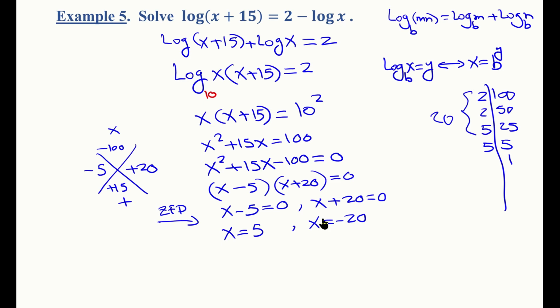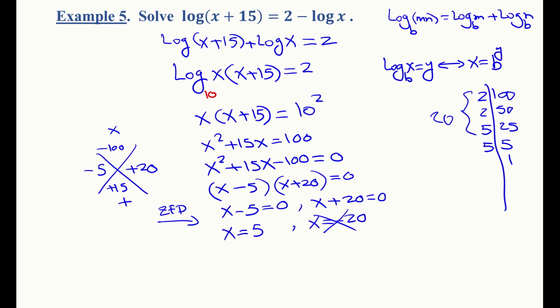But for -20, as soon as I plug it in here, I notice I get -5. And of course here it becomes -20. So -20 we can reject already because it makes an argument negative. But 5 we'll go ahead and just double check.